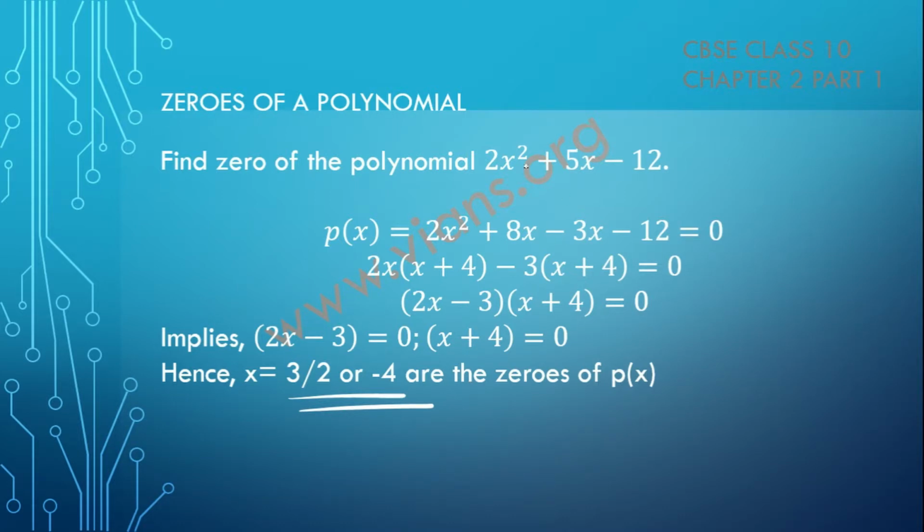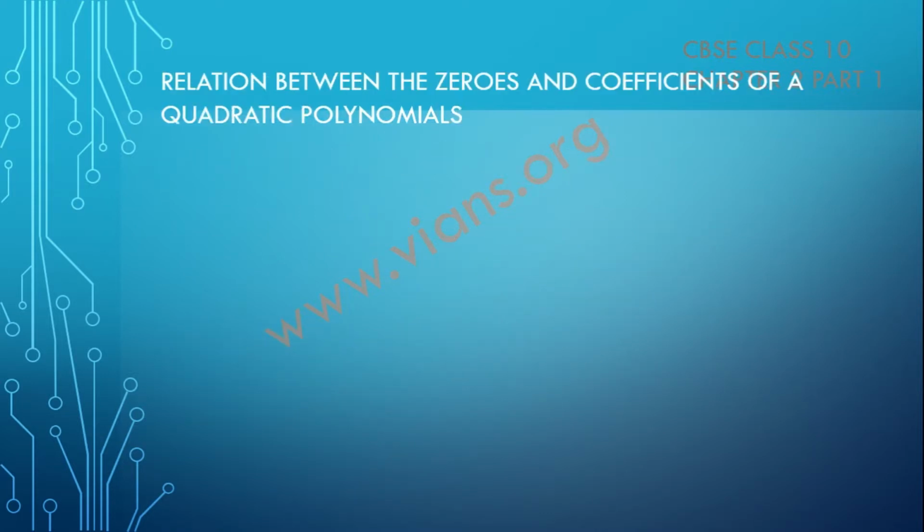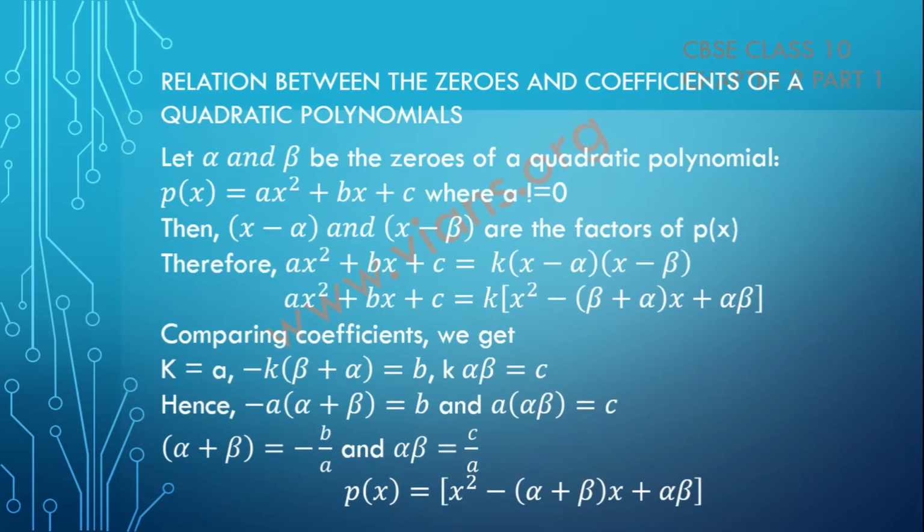You need to always make sure that there should be two numbers that, when multiplied, give you the product for a quadratic equation, and when added give you this particular number. So that's about the zeros of a polynomial. Now we'll go into the relationship between the zeros and coefficients of quadratic polynomials. Now you will understand why I factorized it the way I did.